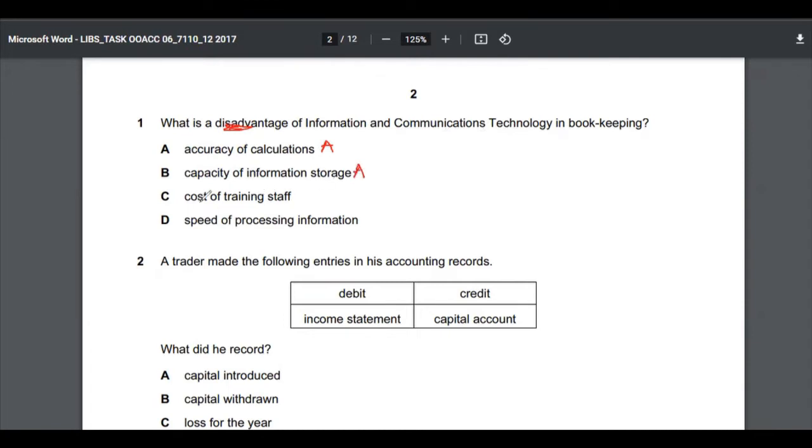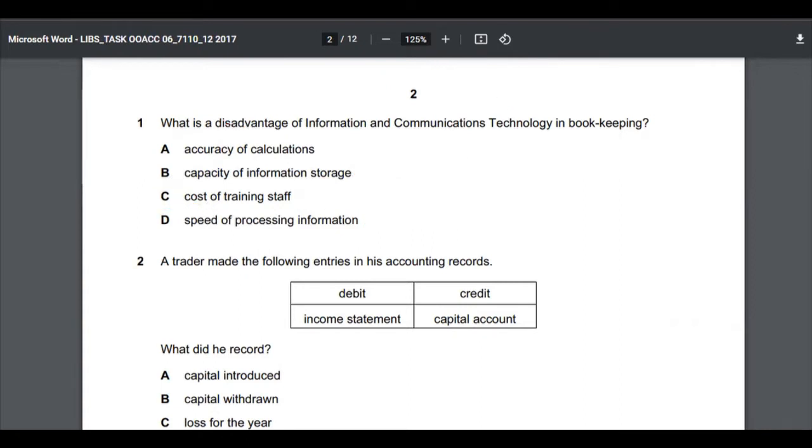Cost of training, right? So this is a term where they've used the word cost, not cost saving. If they would have used cost saving, then this would have turned into an advantage, but right now this is a disadvantage. They've only used the term cost of training the staff for using the new system. Then speed of processing the information is also an advantage. Since the question is asking you about a disadvantage, the answer to multiple choice 1 would be option C.